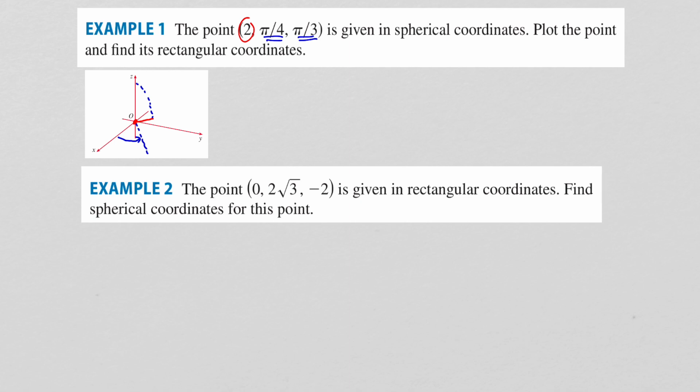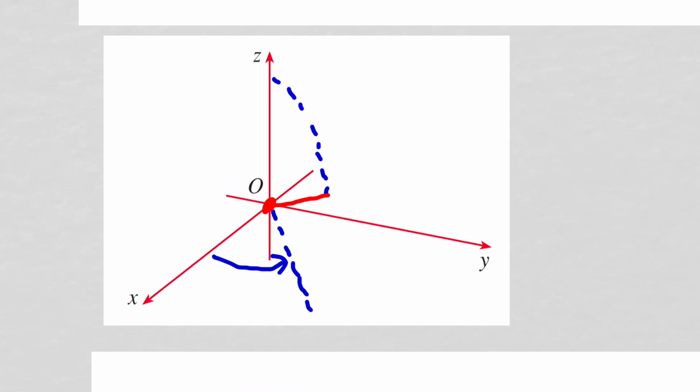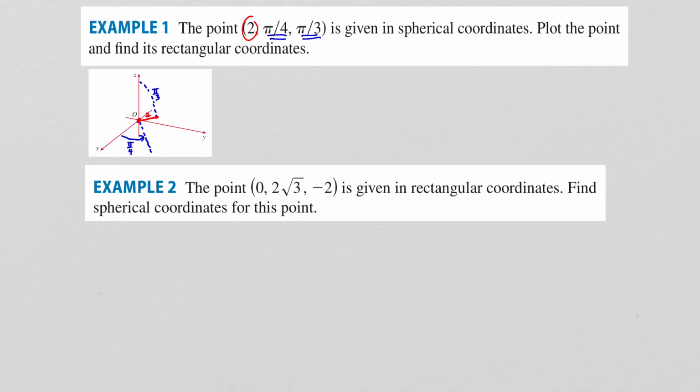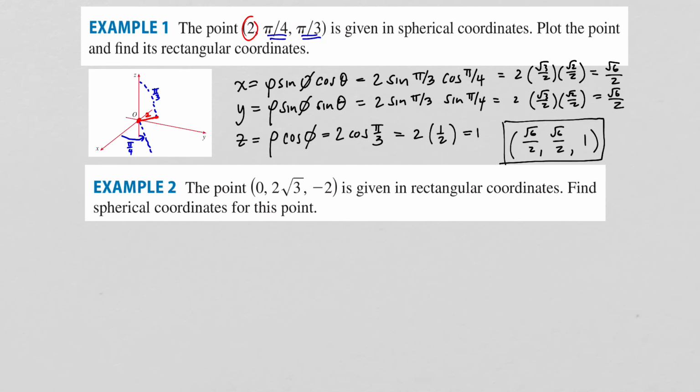And so it's very difficult to show exactly what that would look like. But this angle down here is pi over 4. This angle up here is pi over 3. And this distance right here is 2 units. And now to find the rectangular coordinates, all you would have to do is plug in these values you see here into the conversion formulas. And here it is when you plug all those in. And so we have radical 6 over 2, radical 6 over 2, and 1. Those are the rectangular coordinates.